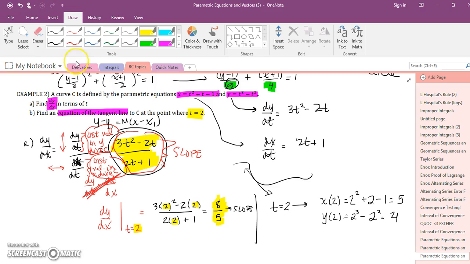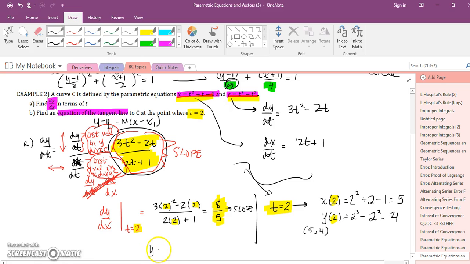Now I need a point as well. So they give me a time. In order to get a point x, y, I have to plug into both my x equation and y equation separately. I end up with the ordered pair (5, 4). So at time equals 2, I'm at (5, 4). So my tangent line is y minus y1 equals m times x minus x1.